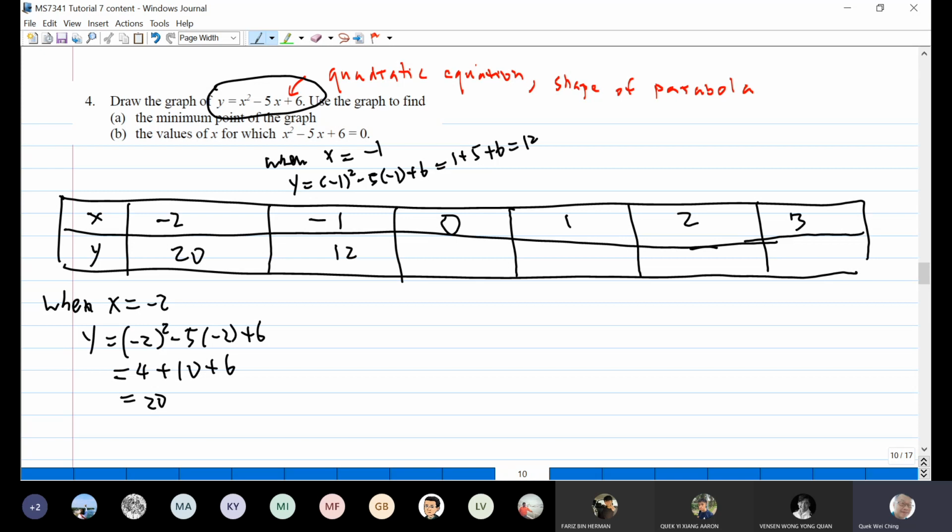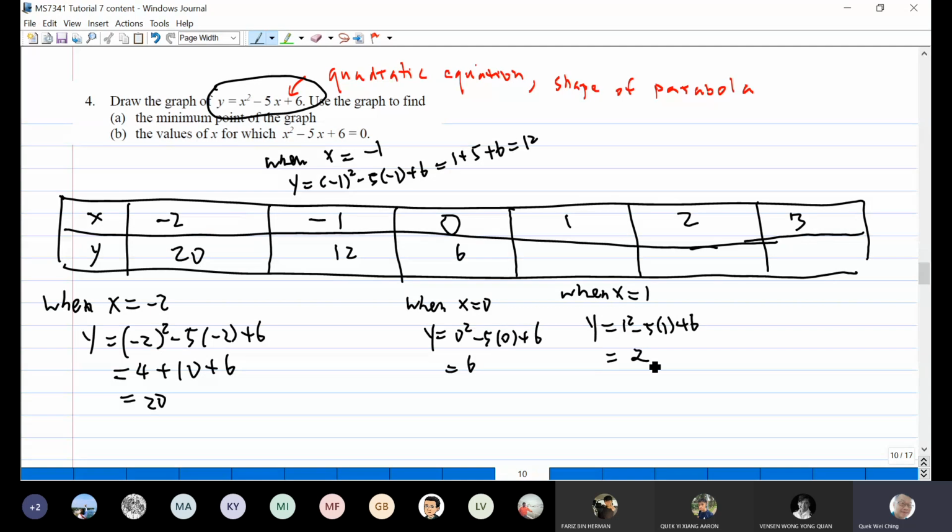How about this one? When x equals 0, then y is equal to 0 squared minus 5 times 0 plus 6, you get 6 here. Okay, then next one, when x equals 1, y equals 1 squared minus 5 times 1 plus 6, you get minus 4 plus 6 equals 2.